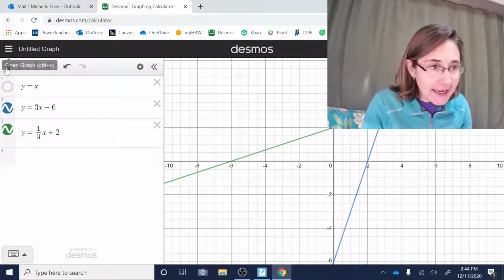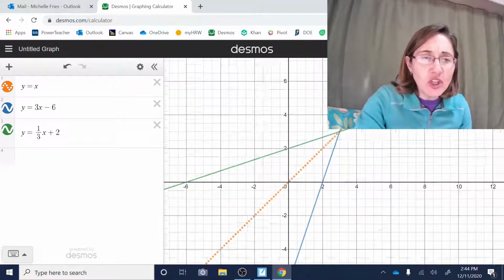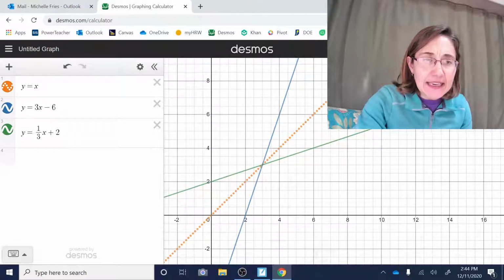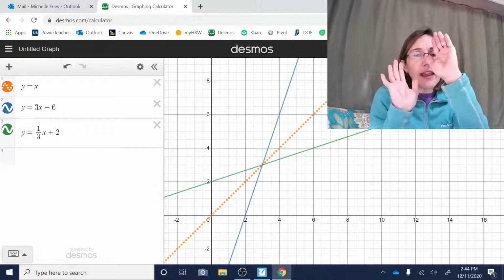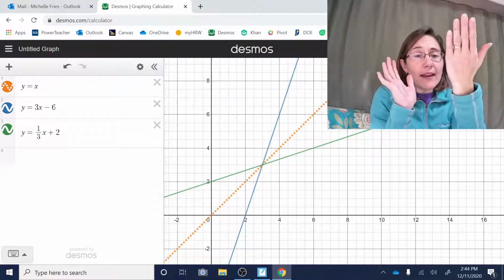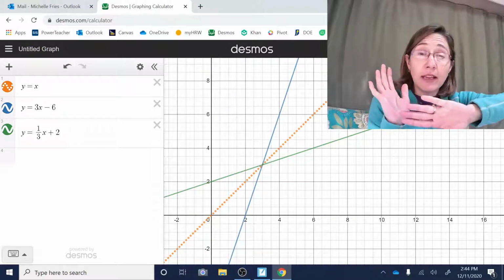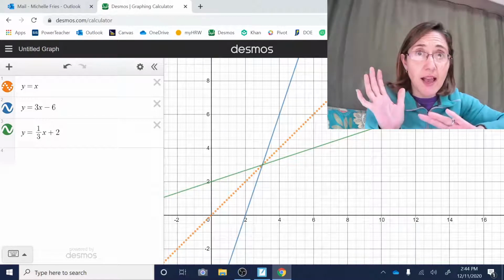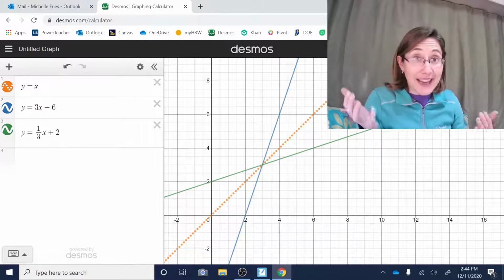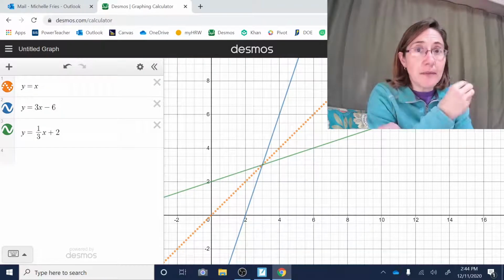The thing that I want to add in here is the line y equals x. So this orange dotted line here is the line where y equals x, and can you tell that it looks like the blue line gets flipped over that orange dotted line to become the green line, that they're mirror images of each other across that line? The reason for that is that's how you found the inverse: you took the y's and you switched them and made them the x's.